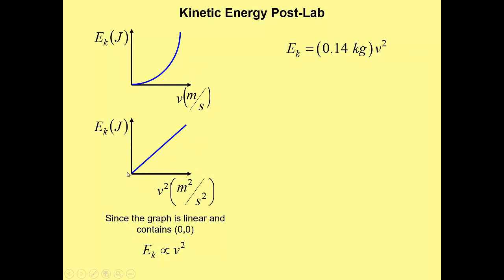I mean, think of the logic. What does it mean to have 0, 0 on these graphs? Either one, really. 0, 0 means when the speed is 0, so is the kinetic energy. And certainly that makes logical sense. Kinetic energy is the energy of motion. If you're not moving, then you're not producing change. So this is our math model here for kinetic energy.